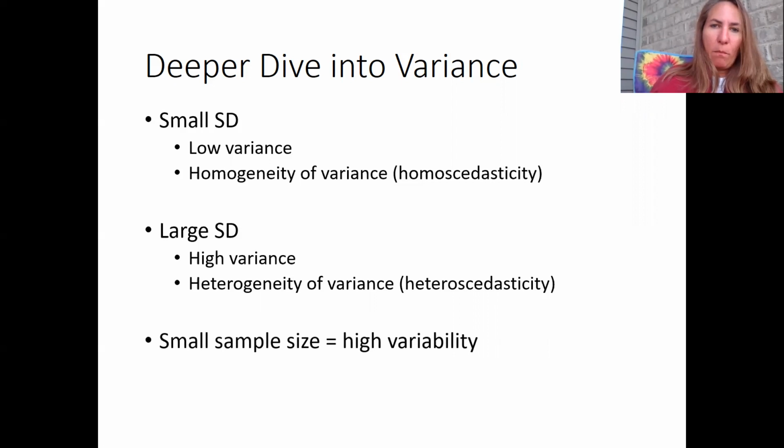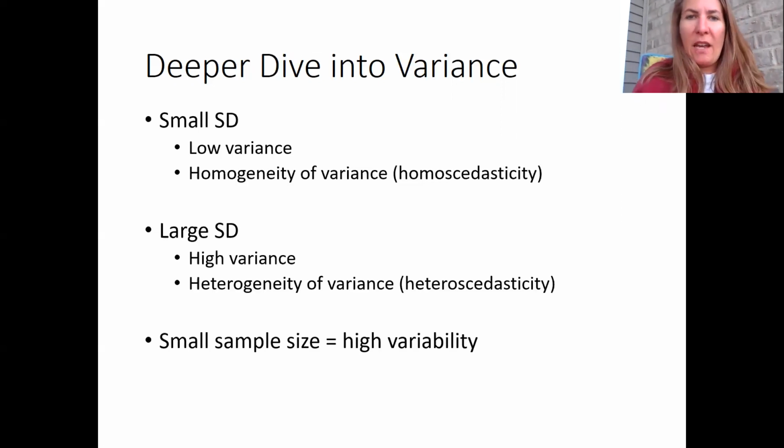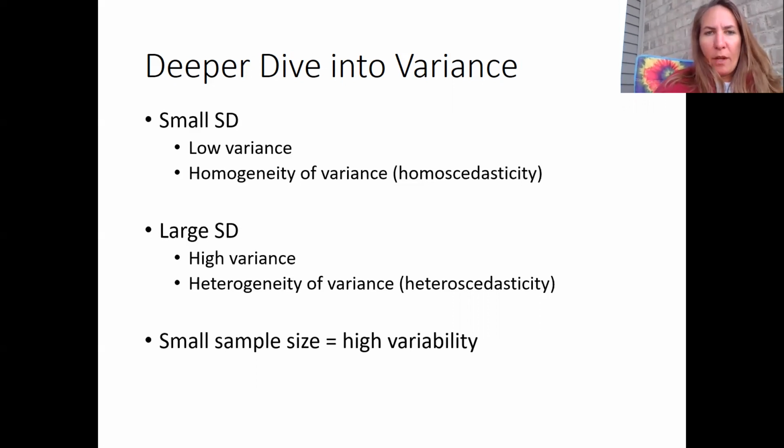When we have a small sample size, we are likely to have high variability in that sample, because you and I, if we were to both take a reaction time test, our reaction time is going to be very different, right? So we are going to have lots of variability between the two of us. And then as we increase our sample size, people are more likely to cluster about the mean. And that's more representative of the general population.